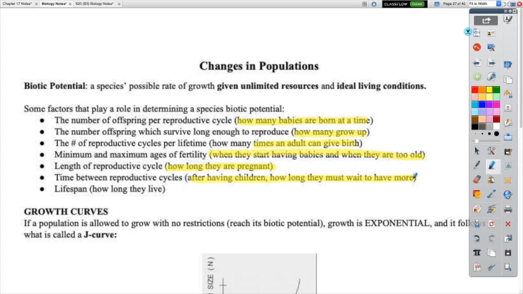If you can get pregnant, have kids, and then get pregnant and have kids again a week later, you can grow your population pretty quickly. Okay, and then lifespan, which is just how long they live.